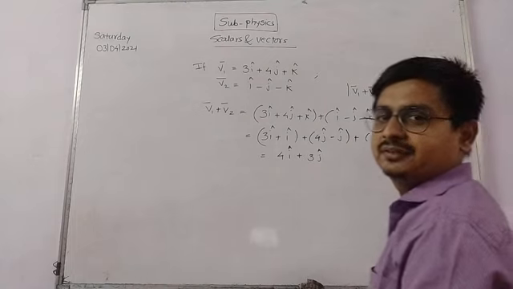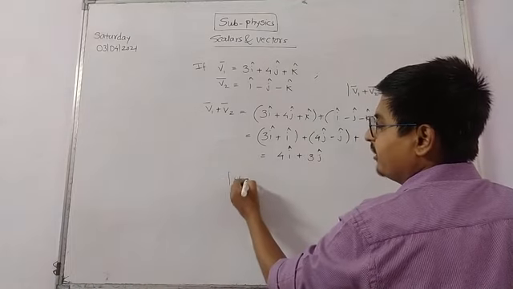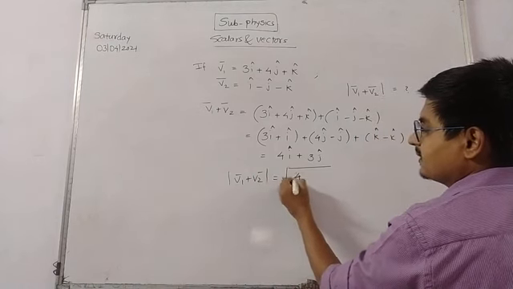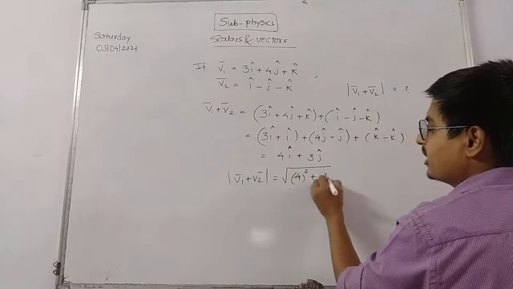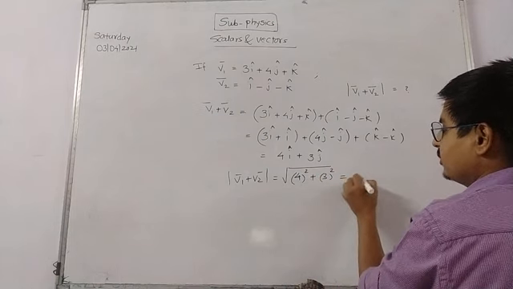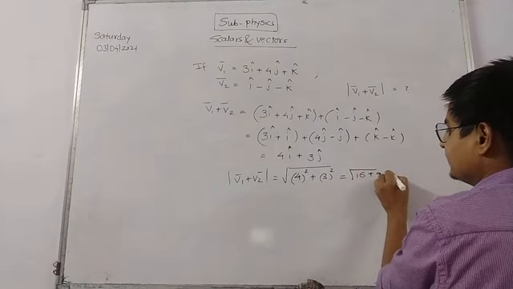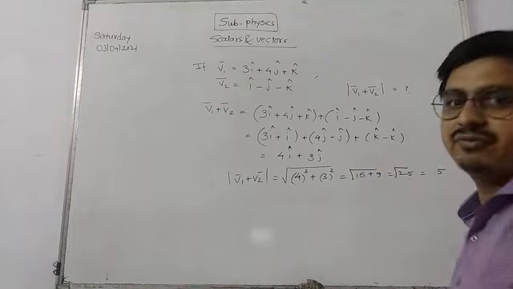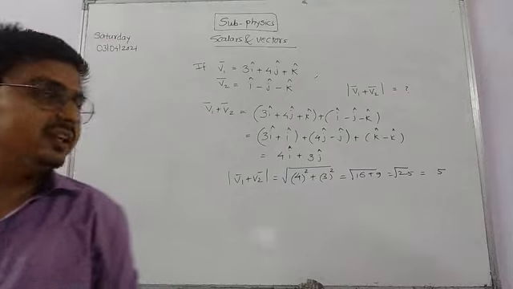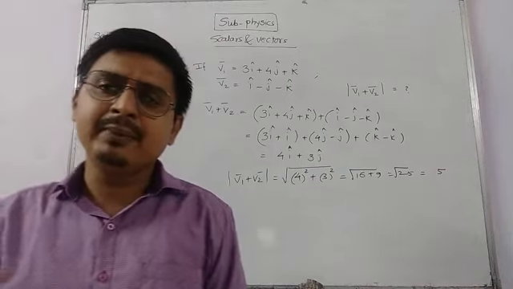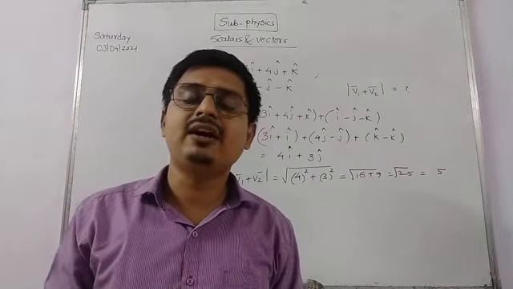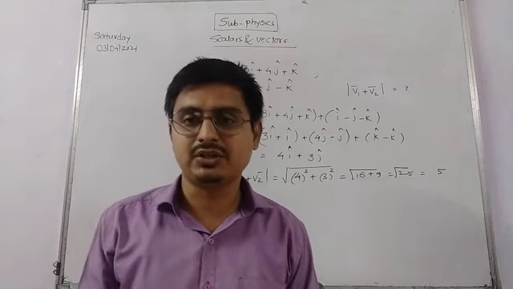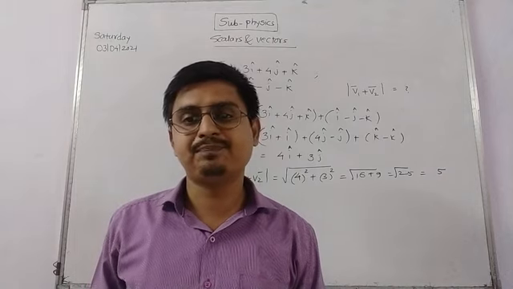Now mod of V1 plus V2 bar will be the square root of 4 square plus 3 square. As we know, 16 plus 9 is nothing but square root of 25, and the answer is 5. One more thing: square root of 25 can be minus 5 also, but if they are asking you for the magnitude, the magnitude is always positive, so take plus 5. That's it.